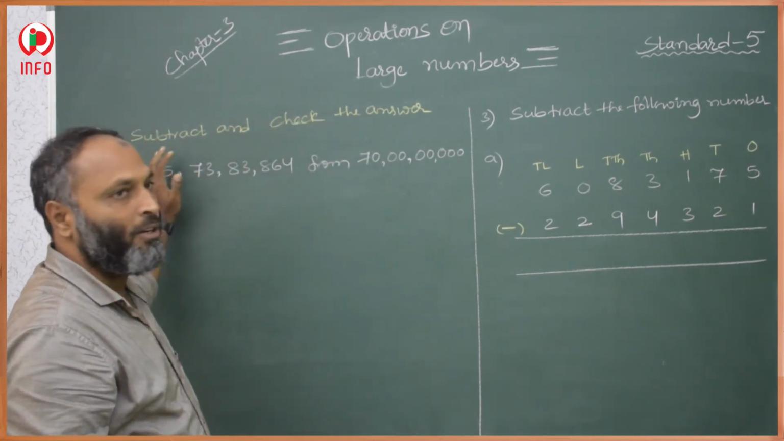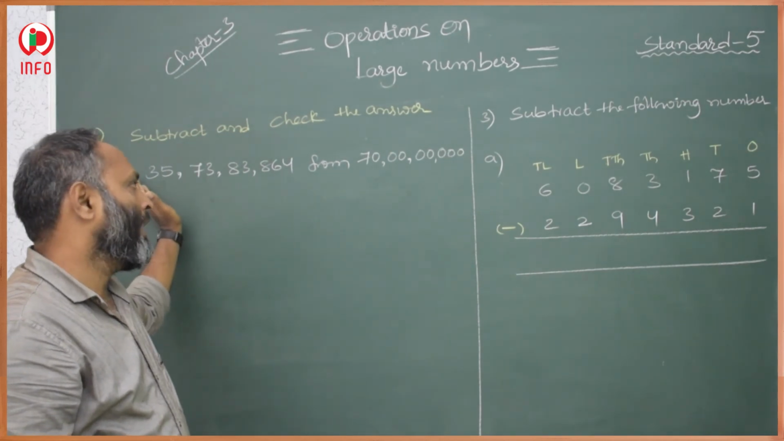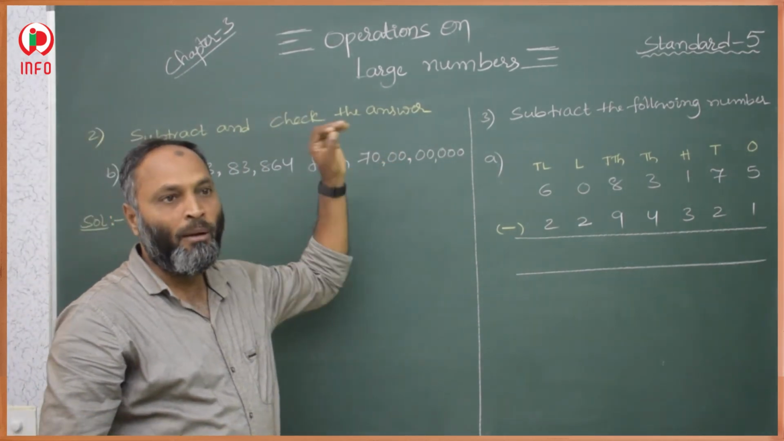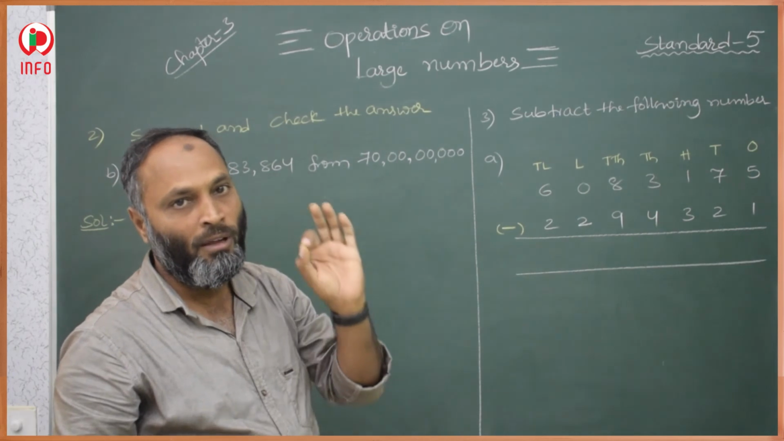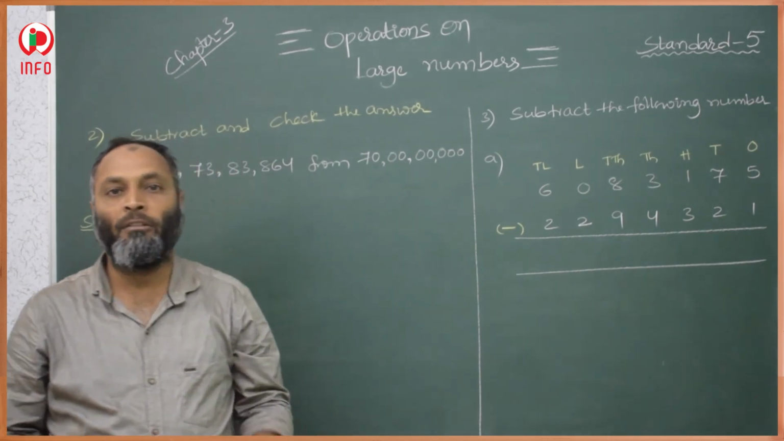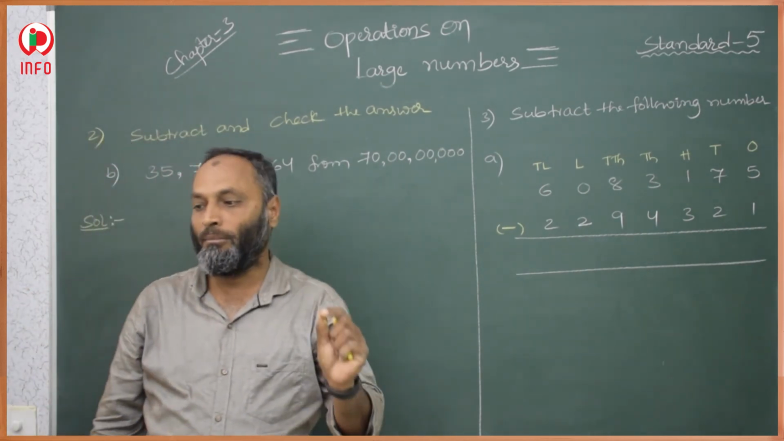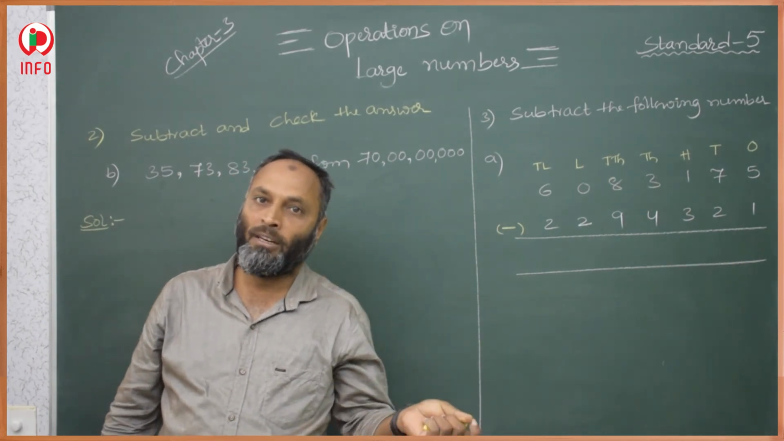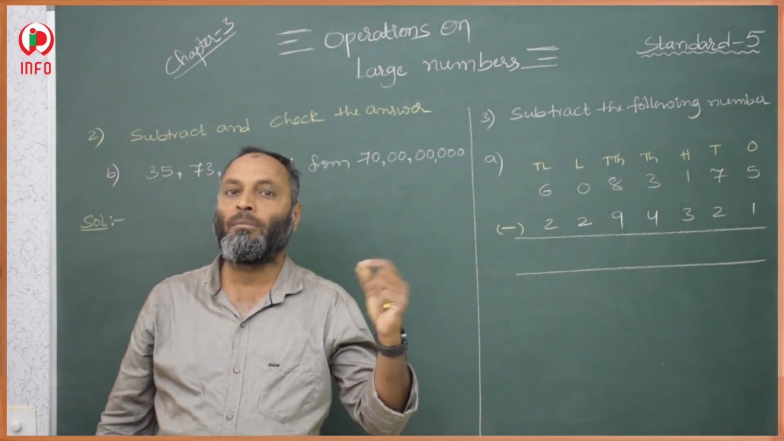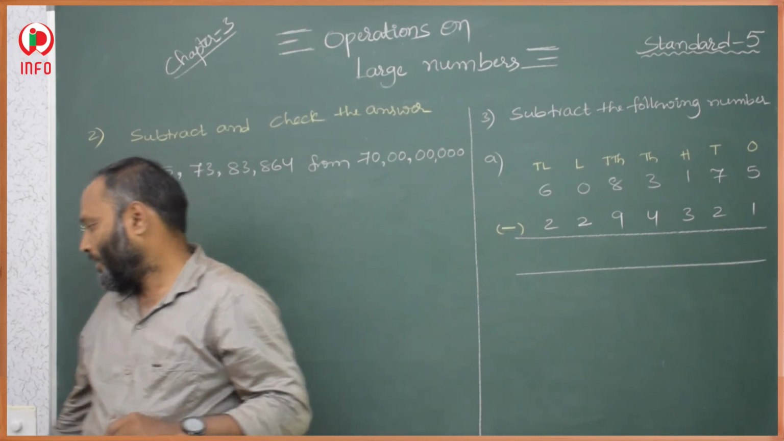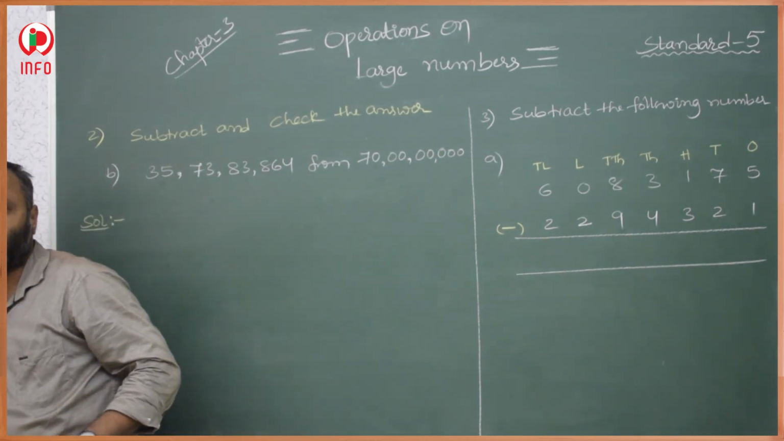Minuend and subtrahend. Don't take this one first. This is the small value. This is the big value. Minuend is always the bigger value. We have to take the minuend first. From means whatever numeral is given after from, that numeral we have to take first.